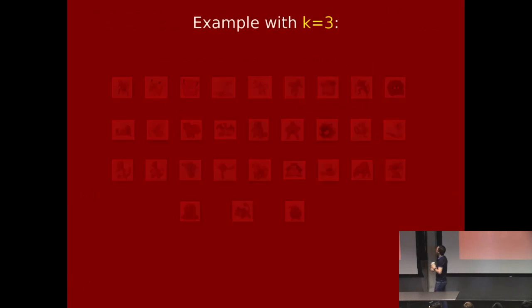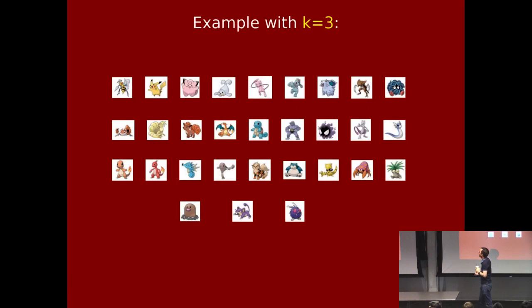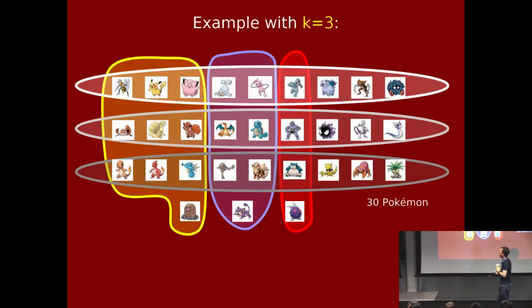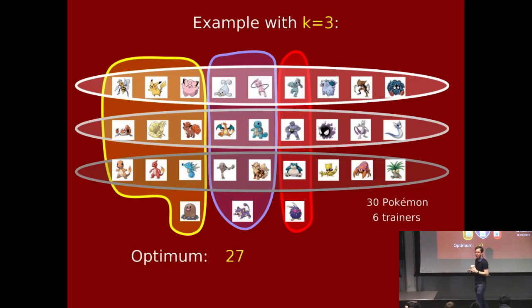So here's an example with k equals 3. Here there are 1, 2, 3, 4, 5, 6, 7, 8, 9, 18, 27, 30 Pokemon. And here I have 6 trainers illustrated with colors, and k equals 3. So what do you think? If you get 3 trainers, what's the most Pokemon you can get? You cannot get all of them. Yeah, you can get 27. The best thing for you to do is take all these whitish, grayish trainers, and you'll get 27. You won't get these 3 down here.